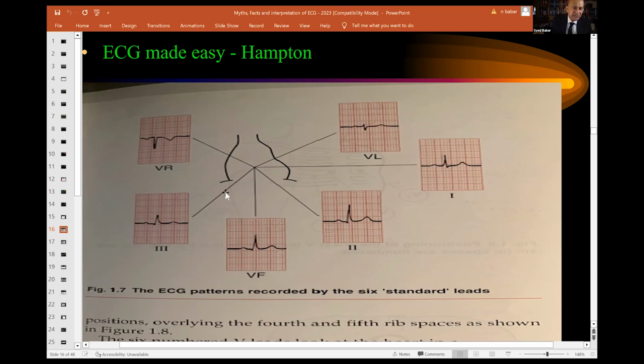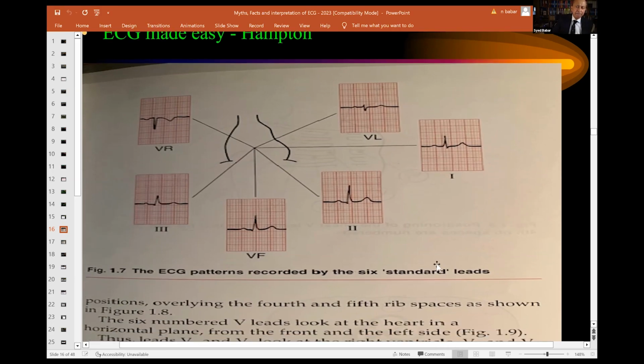The only difference is in the VR, which is the right side of the chest wall towards the right shoulder. The S wave is downsloping and the T wave is inverted. This is normal for VR. The only other lead which is like that is V1.